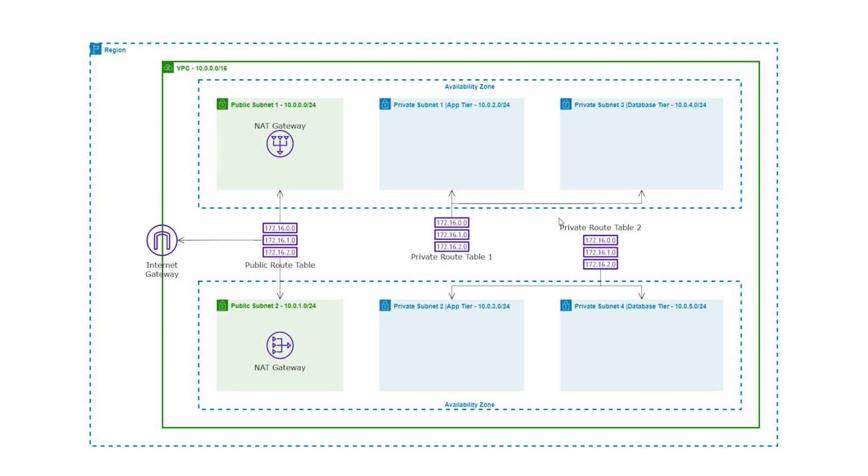By designing our architecture this way, we are creating a highly available and fault-tolerant architecture because the private route table 1 would route traffic through this Nat Gateway in the first availability zone, and the private route table 2 would also route traffic through this Nat Gateway for instances in this second availability zone.